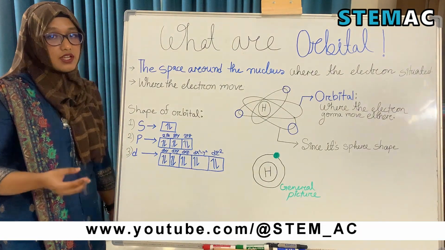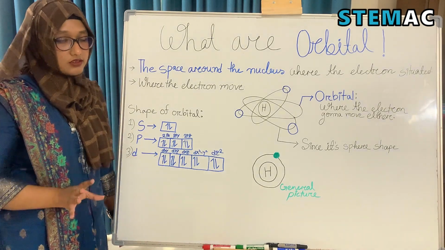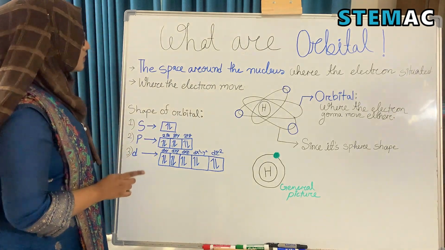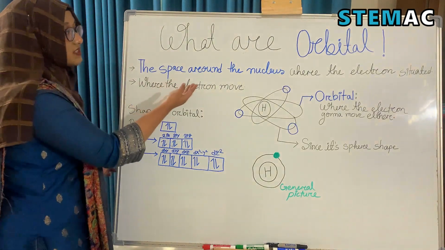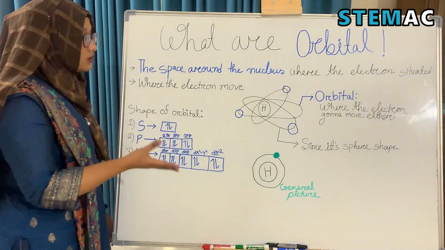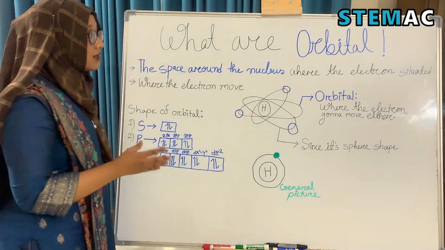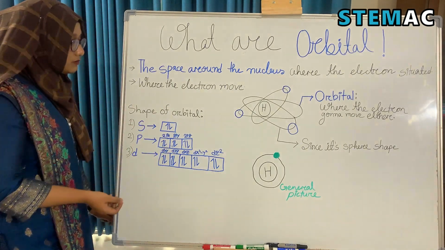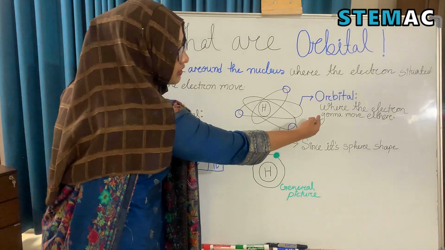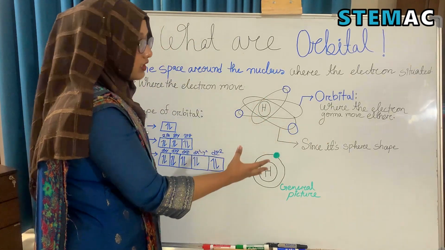In real life, electrons don't move like that. They move around some lines, in the space around the nucleus where the electrons are situated. The place where the electrons move around is called an orbital. Here is the shape of an orbital where the electron moves: it's a spherical shape.